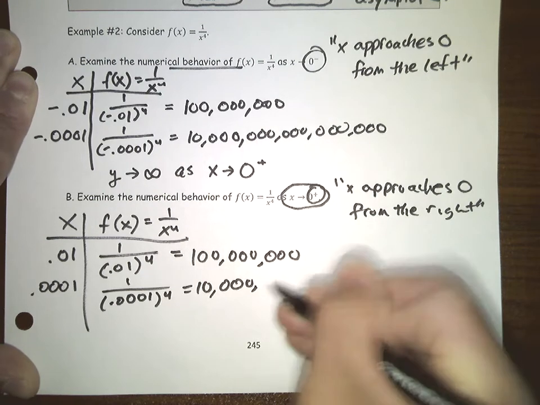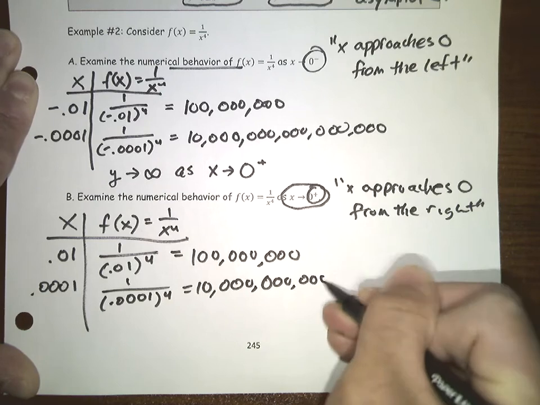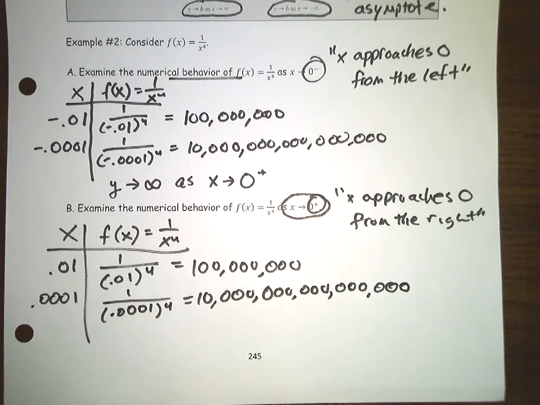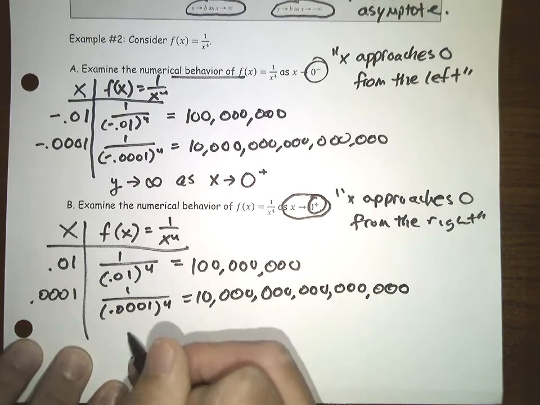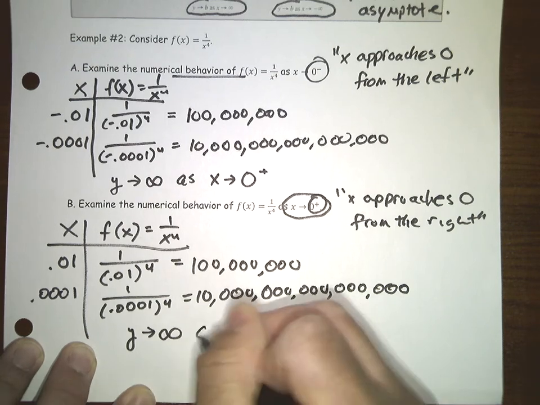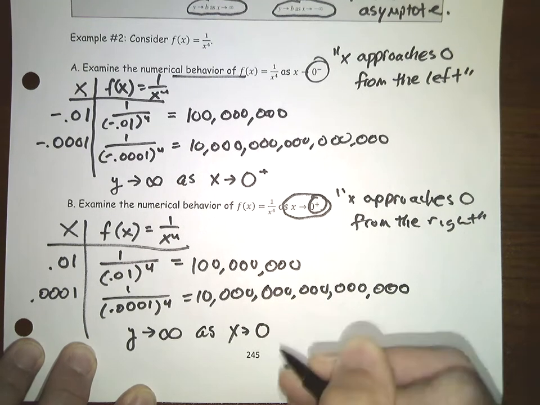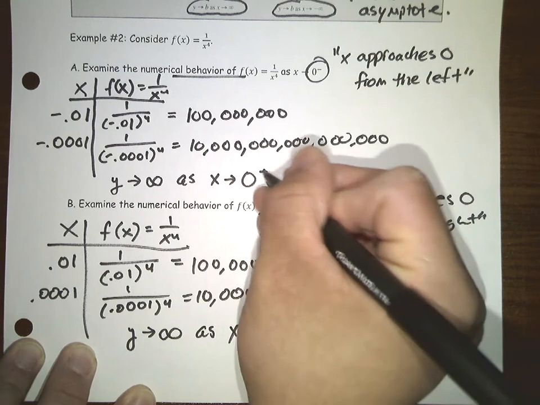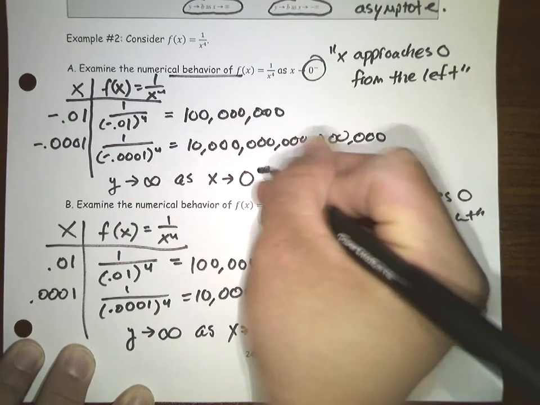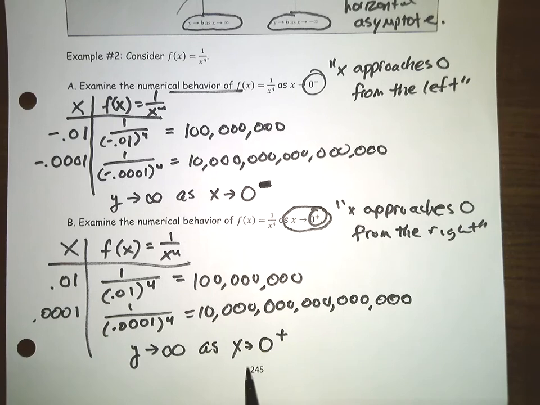So hopefully this all makes sense, that in this case I would say something very similar. Y approaches infinity, whatever some really large number is, but again, we never know what infinity really is, as x approaches 0 from the right. Oh, I put the symbol there.